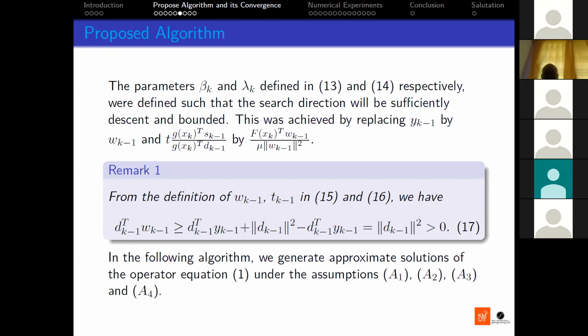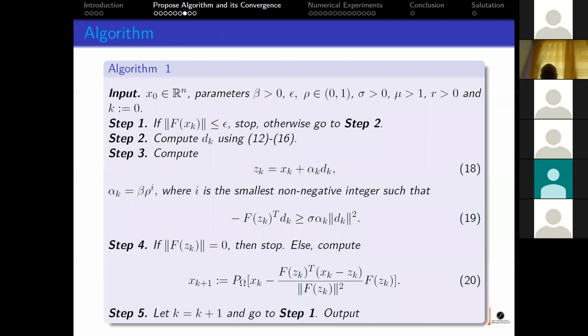And this d_{k-1} transpose w_{k-1}, the denominator of the first term, is shown to be greater than 0. This property is what helps us to show the descent also. That is why we replace y_{k-1} with w_{k-1}. Now, under these 4 assumptions, here is our algorithm.